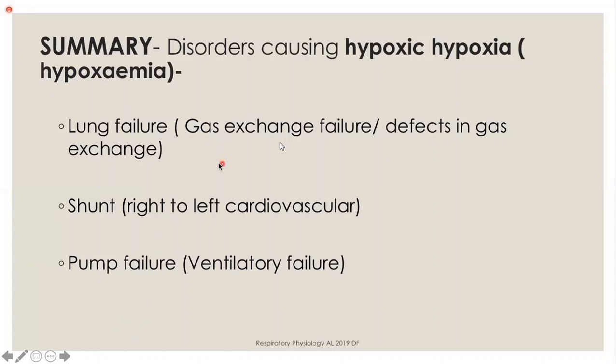Okay, so the summary of that part is we talked about hypoxic hypoxia or hypoxemia, and we talked about 3 types of abnormal conditions: defects in gas exchange, right to left cardiovascular shunts, and pump failure or ventilatory failure or alveolar hypoventilation. So that section is over.